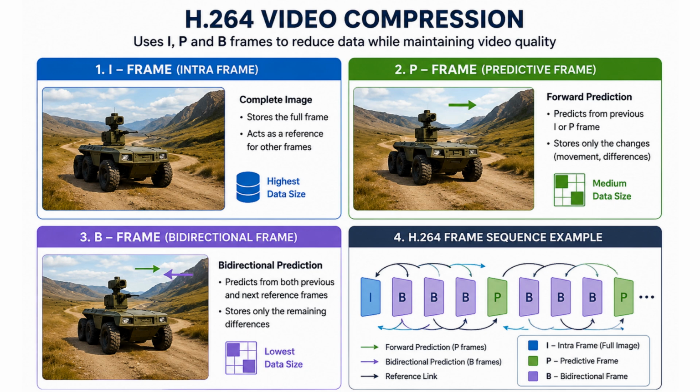Let us now understand how H.264 video compression works. H.264 first divides each video frame into smaller blocks. It then compares these blocks within the same frame and across consecutive frames to identify repeated information. Instead of sending every frame as a completely new image, H.264 mainly records what has changed. The compressed video is then converted into a compact bitstream for storage or transmission.